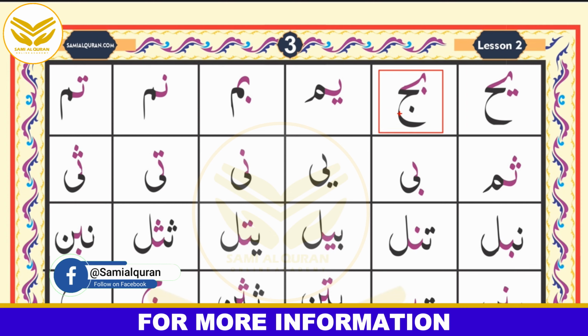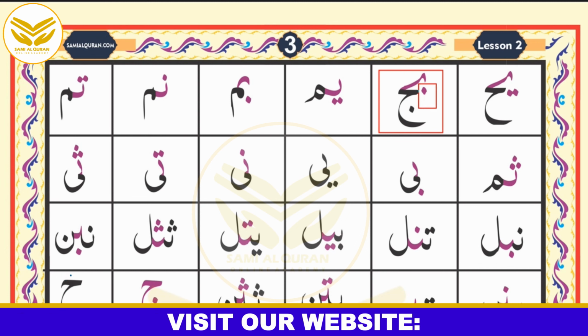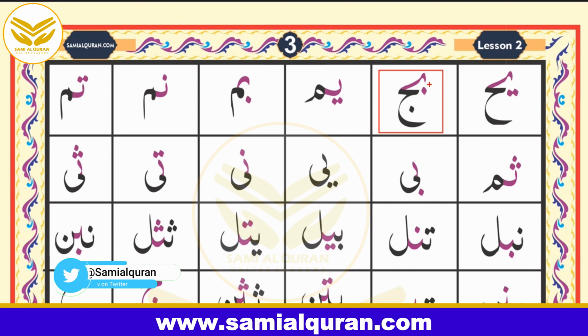Ba Jim. Here the purple one is Ba because it has 1 dot in the bottom, and the black one is Jim. So we say Ba Jim.